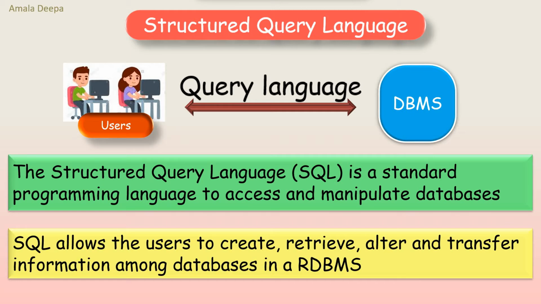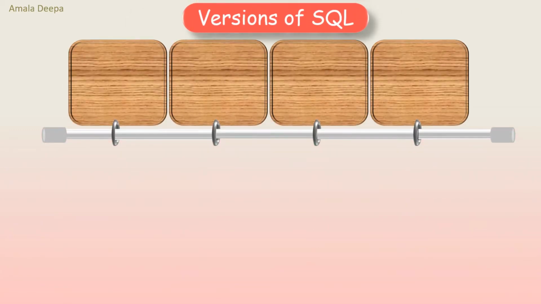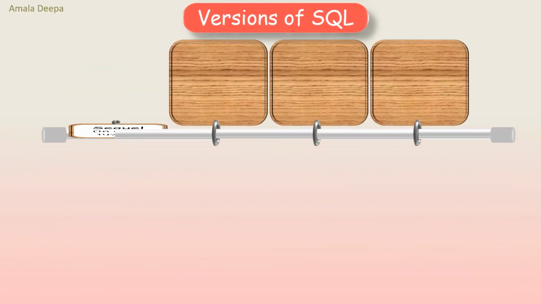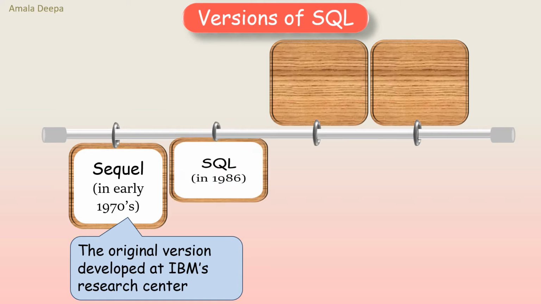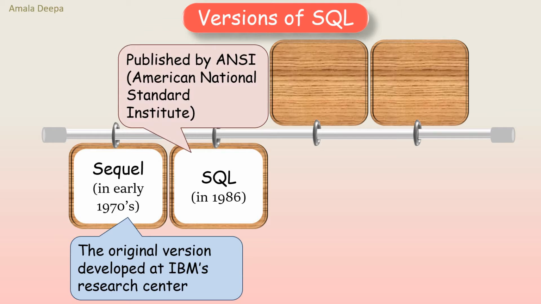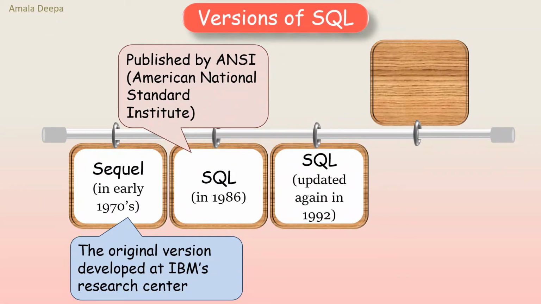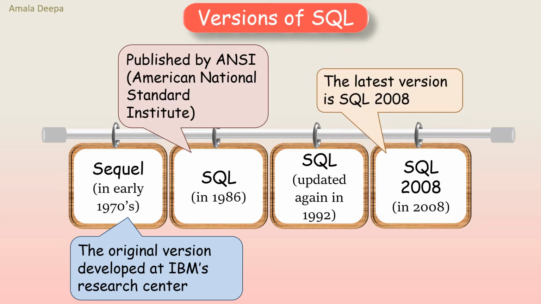Next, we will see the versions of SQL. The first version was called SQL in the early 1970s. The original version was developed at IBM's Research Center. The next version was in 1986, published by ANSI. Then came the updated version in 1992. The latest version of SQL is from 2008.